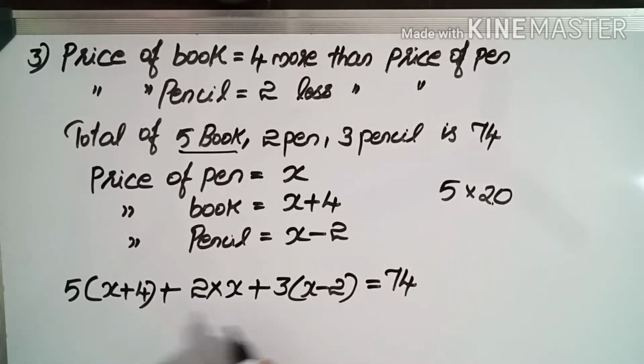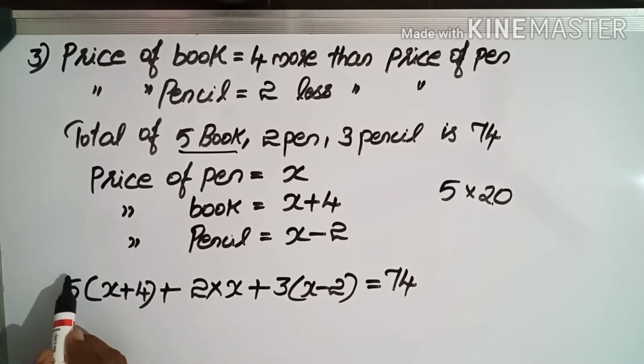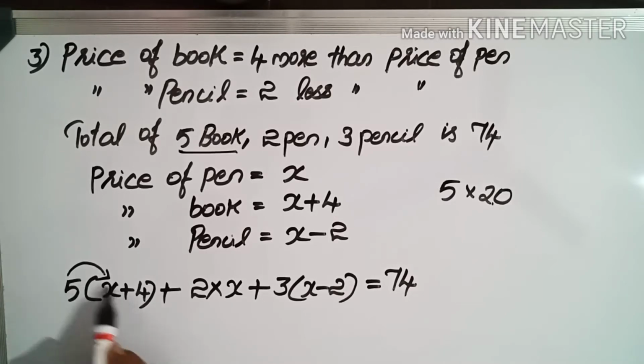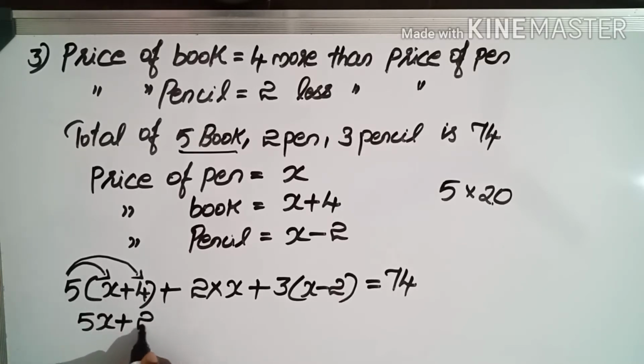Now we are going to simplify this equation. In the first step we have to open the bracket. Opening the bracket means, listen carefully, we have to multiply each and every number inside the bracket with the number outside the bracket. So 5 into x first, then next 5 into 4. 5 into x is 5x. Plus sign here, so put plus sign. Next 5 into 4. 5 fours are 20.